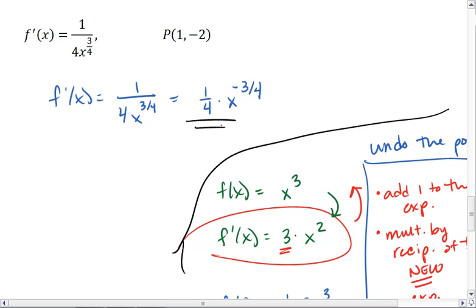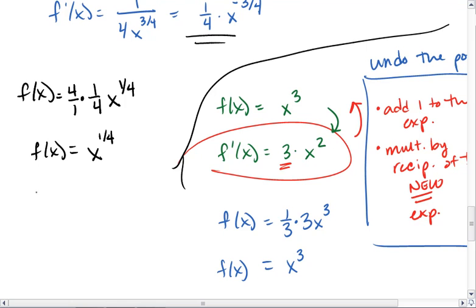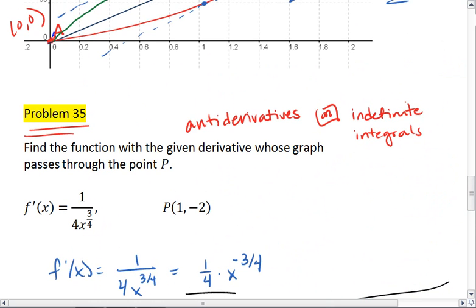If we're given that the derivative is 1/4 x to the negative 3/4, then the original function must be x to the positive 1/4, because negative 3/4 plus 1 is positive 1/4. We also need to multiply in front by the reciprocal of that new exponent. So our original function is x to the 1/4. We can always check this by taking the derivative. We find that f prime of x is 1/4 x to the negative 3/4, which equals 1 over 4x to the 3/4. And that is, in fact, what we started with.